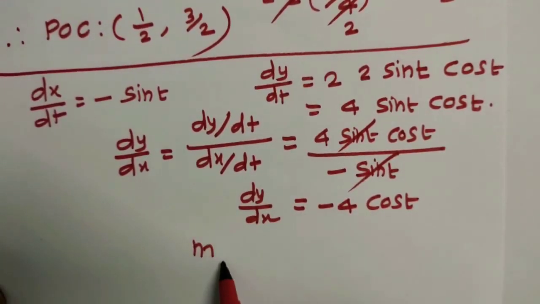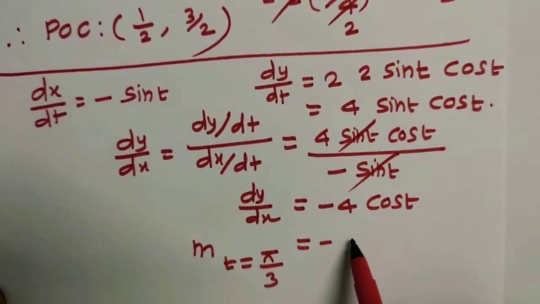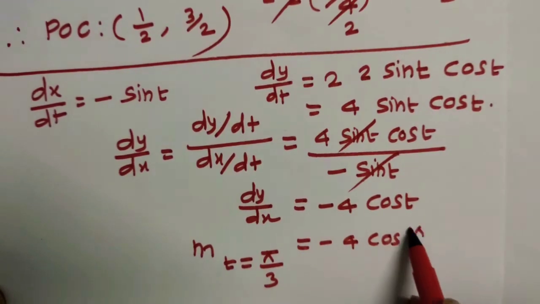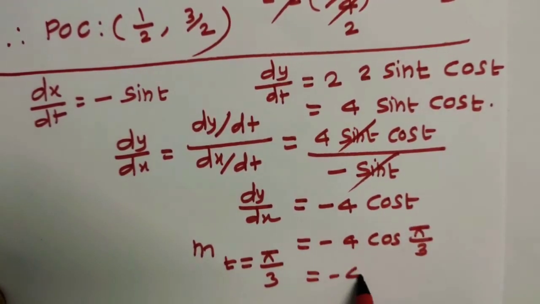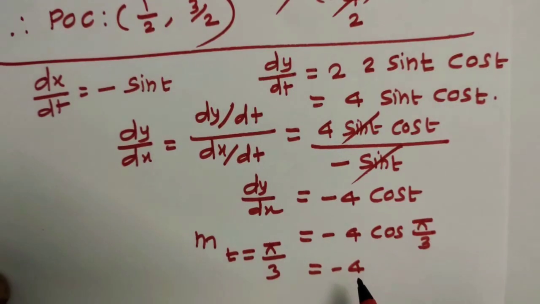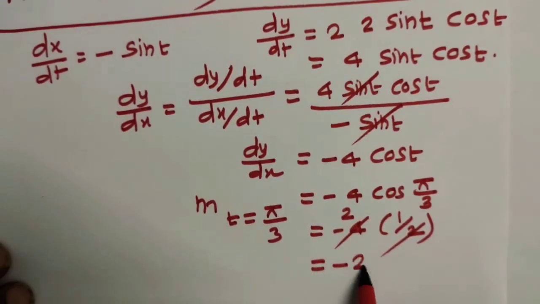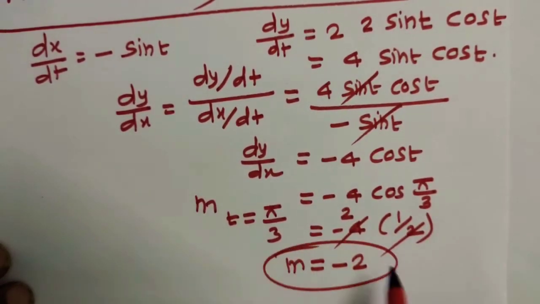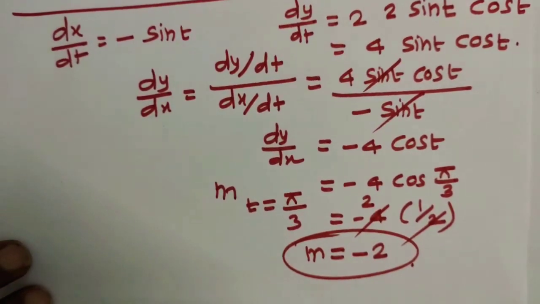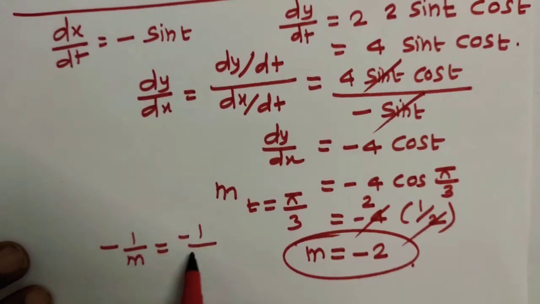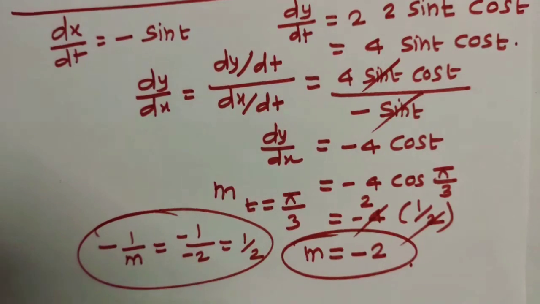So m at the point t equal to pi by 3 is minus 4 into cos pi by 3. Again, we know that the value of cos pi by 3, cos 60 degree, is 1 by 2. 4 and the 2 we can cancel by 2, which is equal to minus 2. Therefore, slope of the tangent m is equal to minus 2. And slope of the normal, minus 1 by m, is equal to minus 1 divided by minus 2, that is equal to plus 1 by 2. This is the slope of the normal.